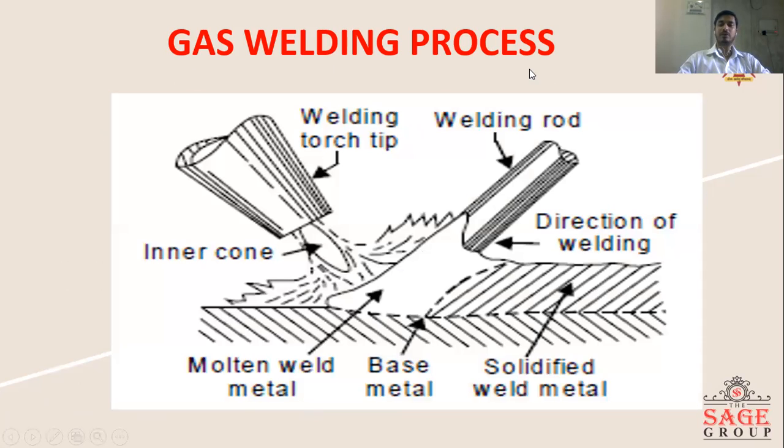So this is the diagram of gas welding. In gas welding, we have a welding rod and a welding torch. The welding rod just acts as a filler rod, right? And in the welding torch tip, the fuel gas and oxygen mixture comes and mixes, then it reacts and generates heat, and this heat fuses the metal edges, and then the welding process is done in the particular welding direction.